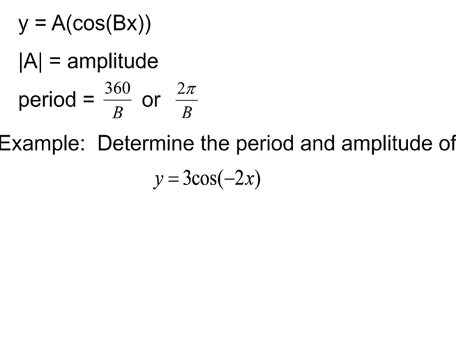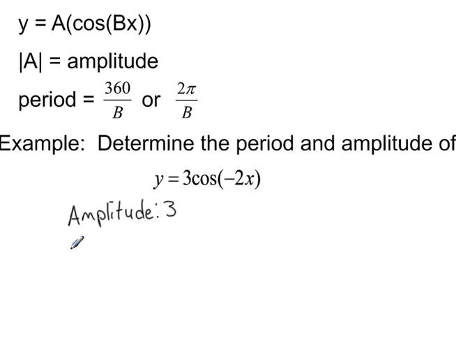Now cosine is a lot the same. A is the amplitude, B determines your period. The only difference in cosine and sine is that cosine starts in a different place. It's like you shifted the sine over 90 degrees. Alright, so same deal here. This time I'm going to be dealing in radians just so you can see an example of that. Amplitude, though, doesn't change. It's still the number in front of your trig function there. So the amplitude here is 3.